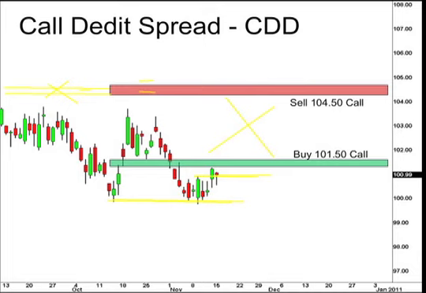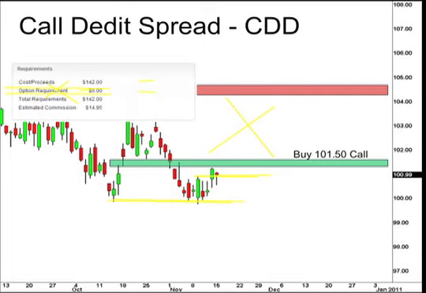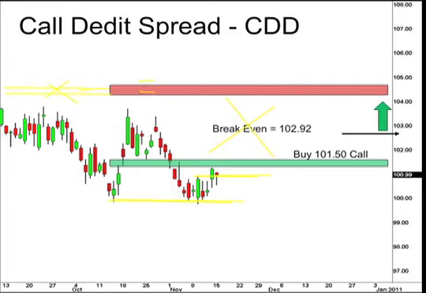Now, with that being said, you can see that the cost of this particular transaction, based on the buy and sell, is lowered all the way down to 142. In this case, our break-even point, and I'll just clear all the annotations here, is 102.92. Our straight call option play break-even was all the way up here. Our break-even point with respect to our debit spread is all the way down here, at this 102.92 level.